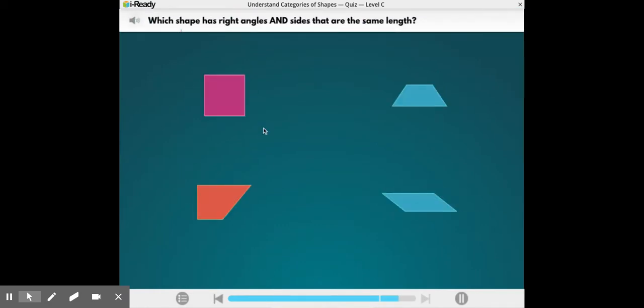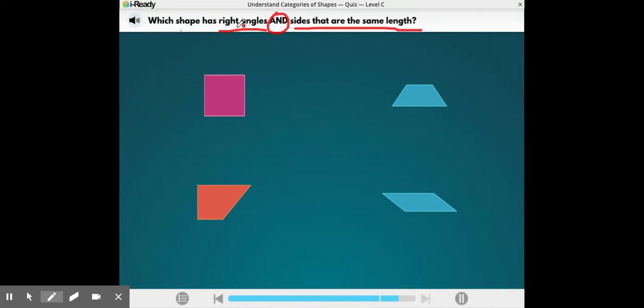Which shape has right angles and sides that are the same length? Okay, so here we're going to look for one shape. It says which shape, not which shapes. And we're looking for something with right angle. That means that square angle. And they put it in all caps so that we could see it clearly. And sides that are the same length. So the shape that we pick has to have both of those things.